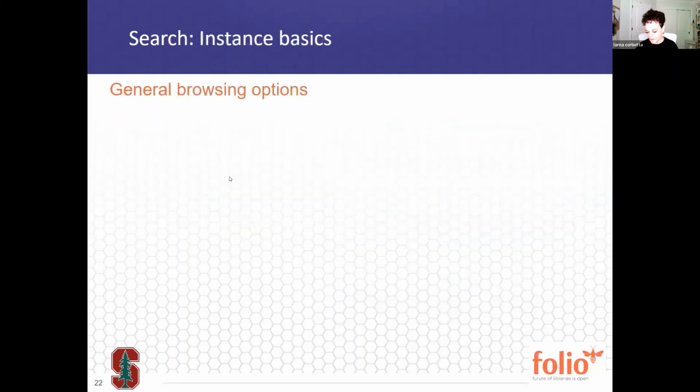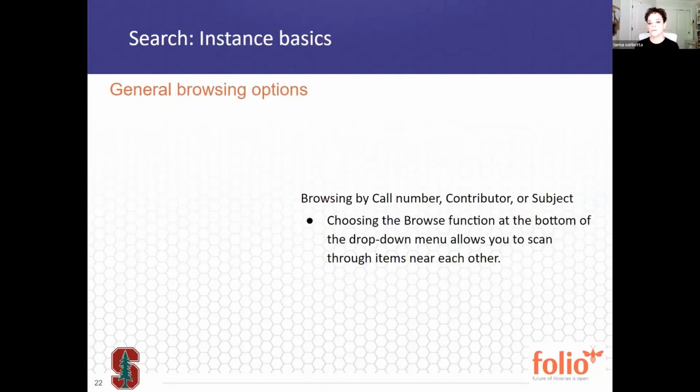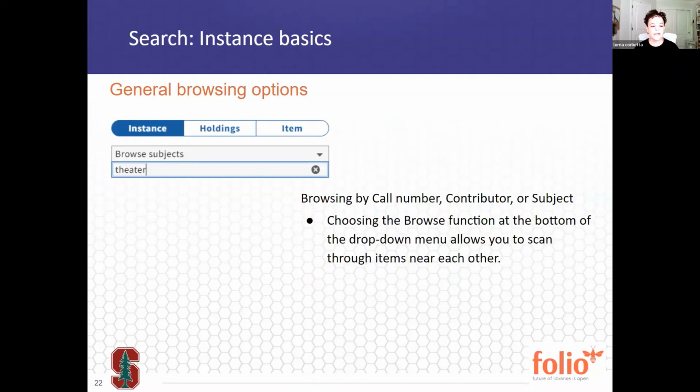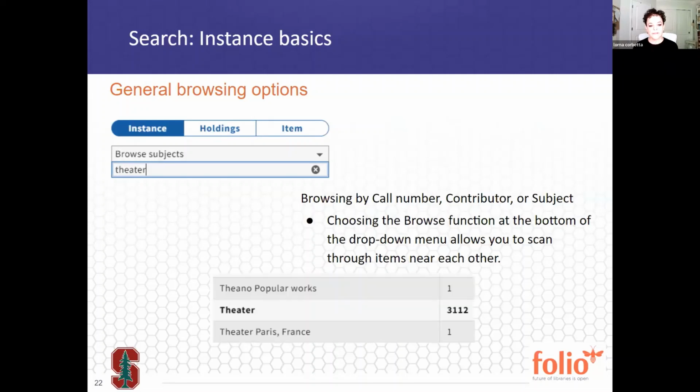Next, the browsing. Browsing is kind of cool. You can browse by call number, contributor, or subject. You choose that browsing function and it'll allow you to scan through the things near each other. So for example, I didn't know how to spell theater in a subject heading, ER or RE. So I just did this browse and I came up with 3,000 records with the ER spelling. You could try all combinations, but it sets you into the nearest items around it.